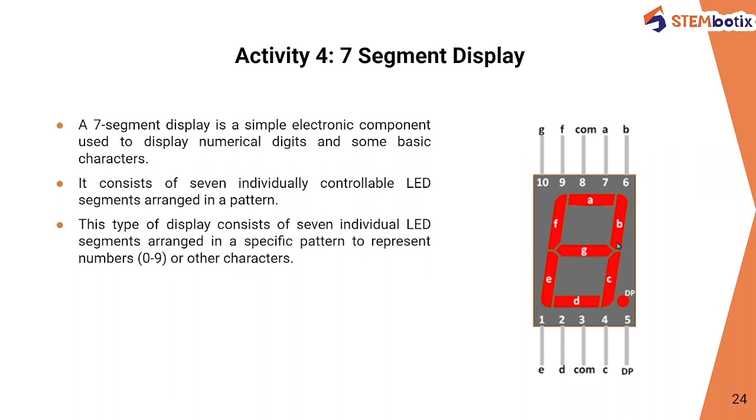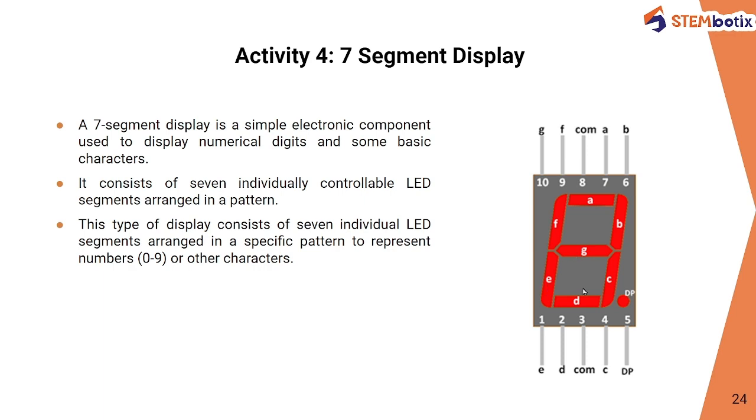If we turn on, or give a high output to, the B and C sections, then you can see one on the 7 segment display or on this module. In order to see the number two on this module, you need particular segments to turn on.